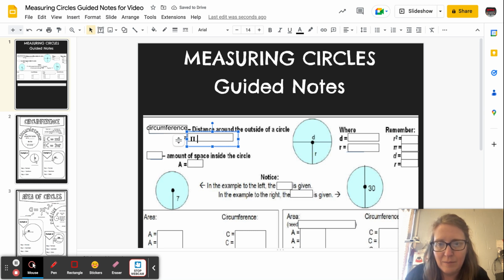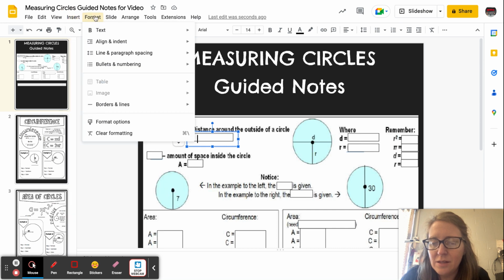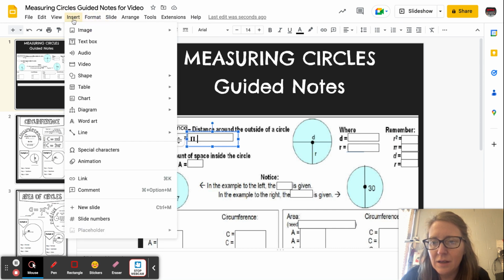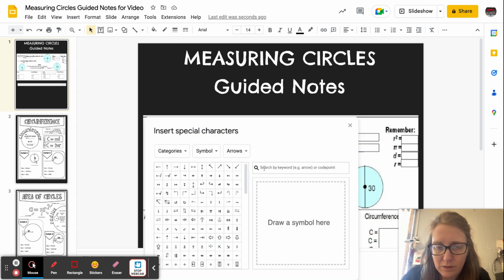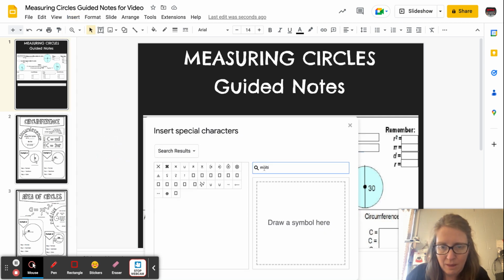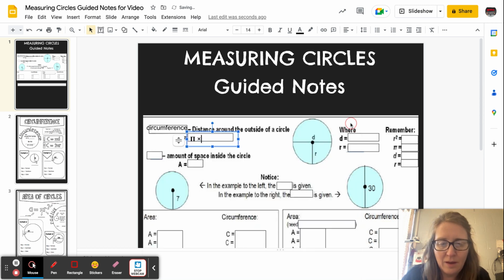And I don't want to put an X. I want to put in, sorry guys, insert, special characters. It should just be the dot. Oh well. All right, times diameter.